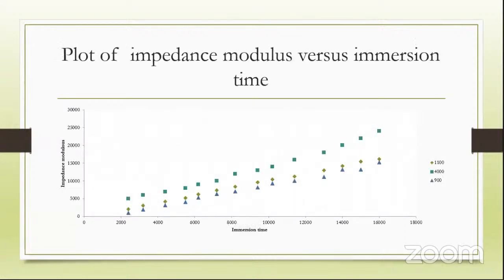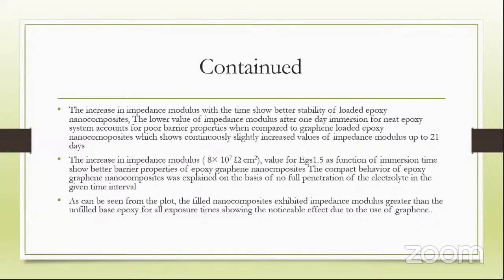This is the plot which I can show for the impedance modulus versus the immersion time. The lower impedance modulus after 1 day could account for the poor barrier properties observed for the neat or pristine polymer. This slowly increased up to 21 days for the pristine polymer also, but not as much as for the embedded or loaded epoxy systems.